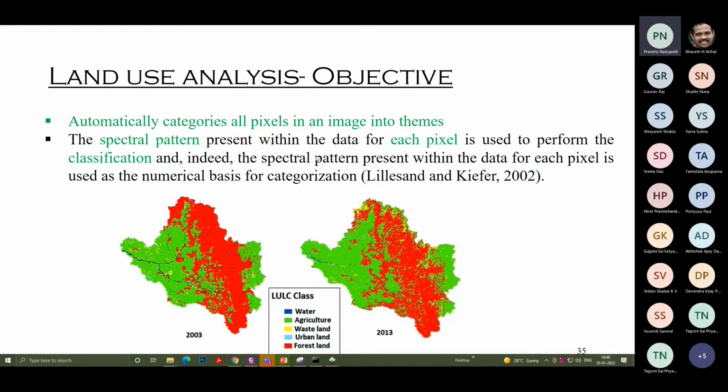So you can see here they have categorized it, color coded it using different, like two prominent classes. What we can see here is the forest land and the agriculture, and some part of wasteland can also be seen in this part. So they have done a temporal analysis to understand it.